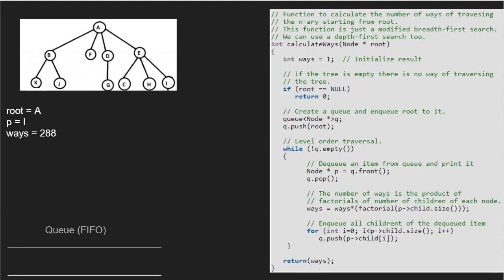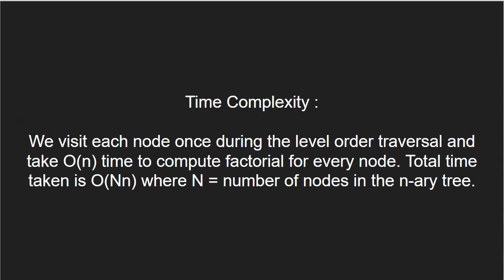Now let us have a look at the time complexity of the program. We visit each node once during the level order traversal and take O(n) time to compute factorial for every node. Total time taken will be O(N times n), where capital N is equal to the number of nodes in the n-ary tree.